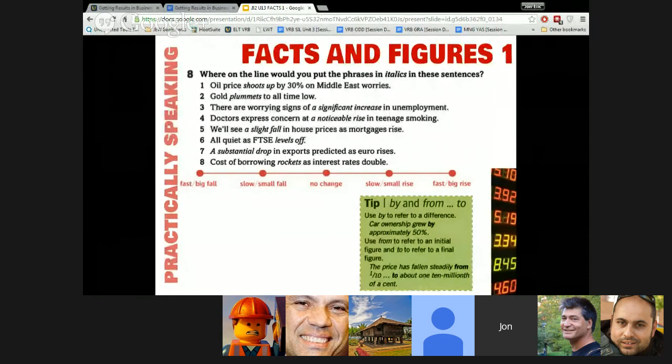And let's see, who did I miss? Wilson? I don't know if I gave you one. I forgot. Did I give you one? No, you didn't. Number 4. Doctors express concern at noticeable rise in teenage smoking. I think it's a fast, big rise. I think so too. Noticeable rise. And you said big rise, right? Yeah, I think so in this context. It's a big rise. Noticeable means it's out of the ordinary. We all noticed it. Okay?